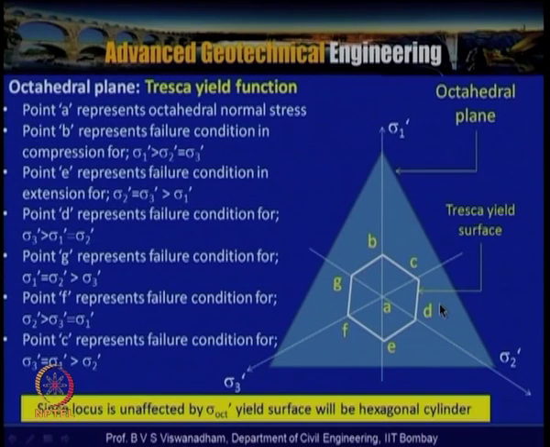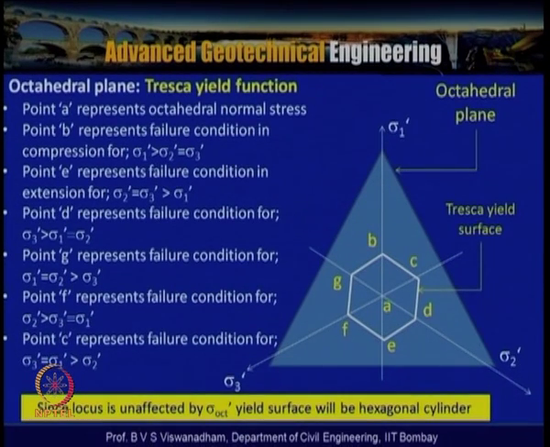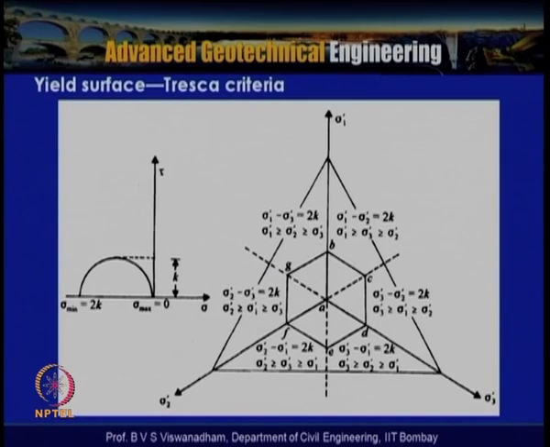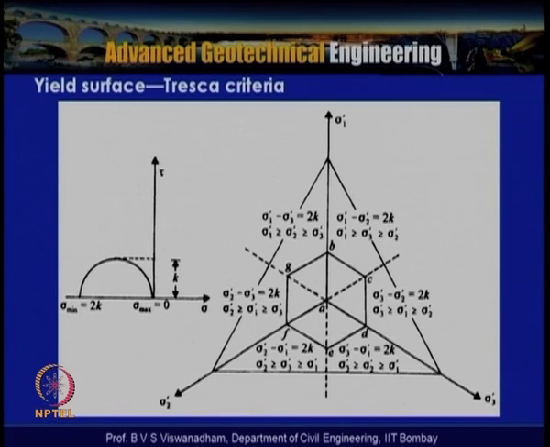So the Tresca yield criterion is also represented as a hexagon on the octahedral plane. Since the locus is unaffected by sigma octahedral, the yield surface will be a hexagonal cylinder. Here also, for different values of sigma octahedral, a number of hexagonal cylinders coaxial to the hydrostatic axis are possible. The yield surface of the Tresca criterion is shown here.